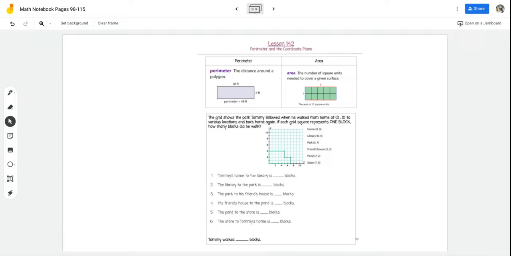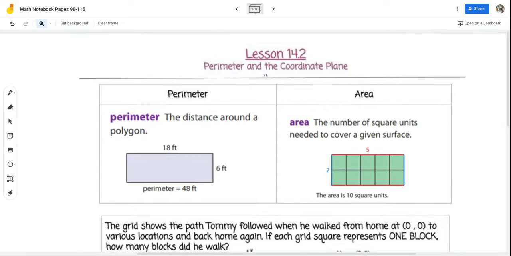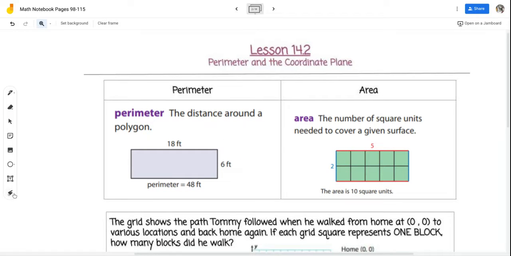For Notes with Mr. Jankowski, we're on page 99 of our math notebook, continuing with lesson 14.2, perimeter on the coordinate plane. I've got a couple of definitions here that I want you to write down to start with. The first definition, perimeter, is the distance around a polygon.